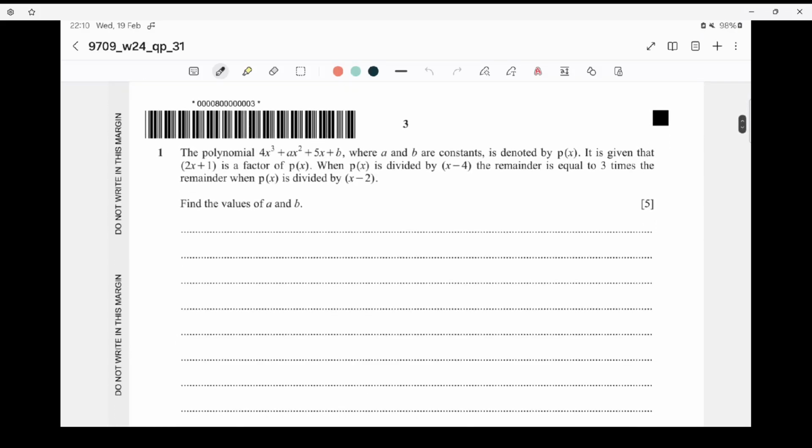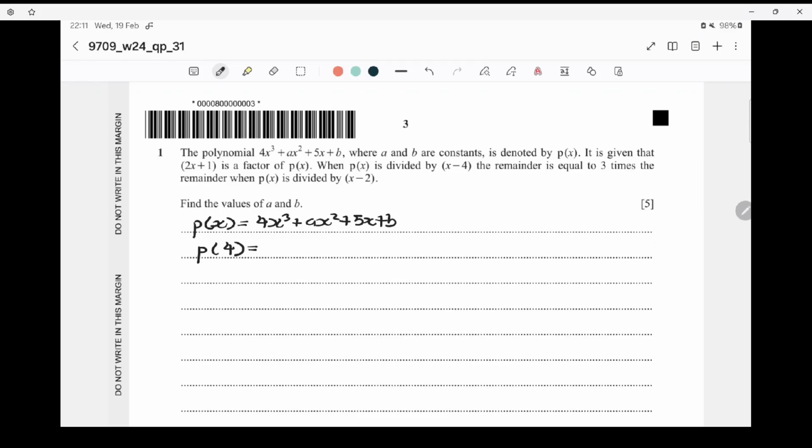So you have a polynomial with unknown a and b, and 2x plus 1 is a factor. When you divide by x minus 4, the remainder is 3 times the remainder when you divide by x minus 2. So the first thing that you need to do is to write down the equation. This is the equation. By the remainder theorem, you know that when you substitute x equals 4, that will be a remainder.